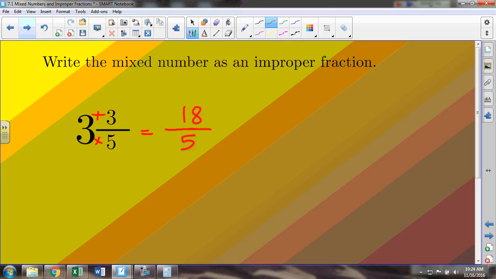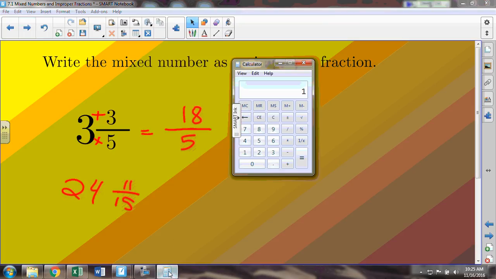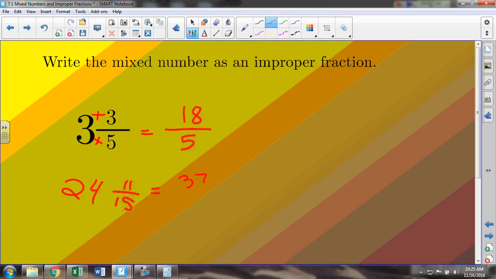But if you're doing bigger numbers, for instance, 24 and 11/15, calculator might be helpful here just as a time saver. You could still go off to the side and take 24 times 18 and get 360. 360 plus 11 would give you 371, so it's still possible to do it. However, if you're going to use the calculator, 15 times 24, 360, plus 11, and we could still get this piece with our tool to help us out, 371 over 15. Done.